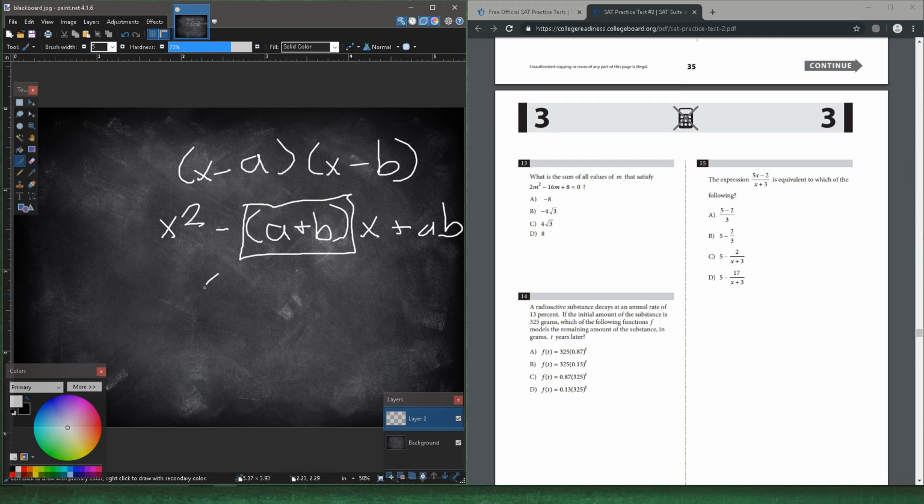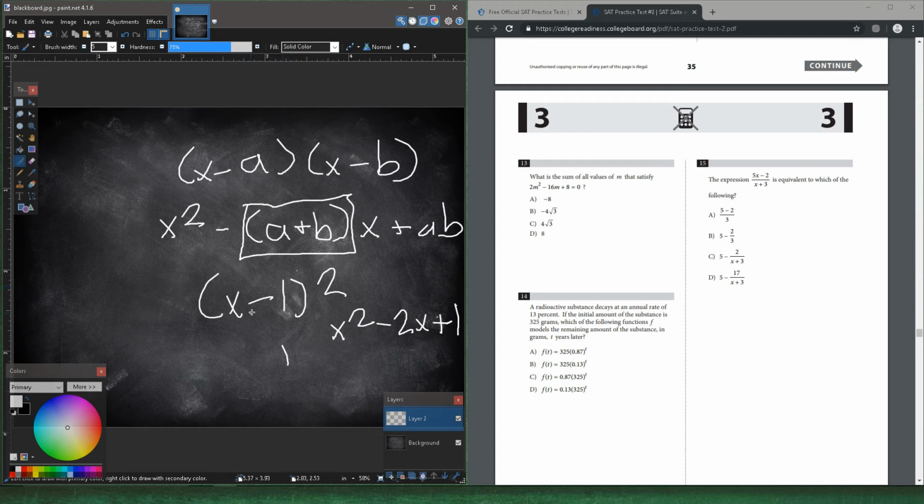So that's why I said x minus 1 squared is not true. The sum of all values, there's only one value, which is 1. But since this distributes out to x squared minus 2x plus 1, you would think the answer is 2, which is not right, because it's just 1 twice. So that's the only time it doesn't work.